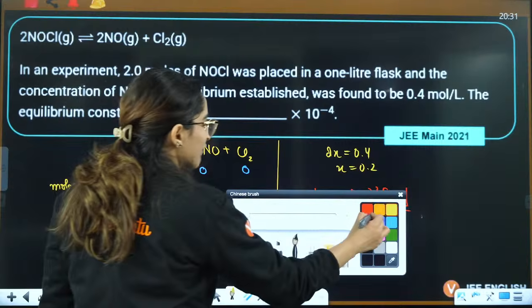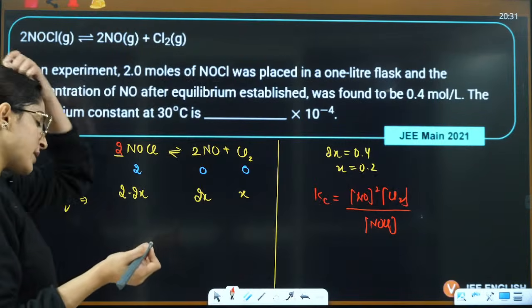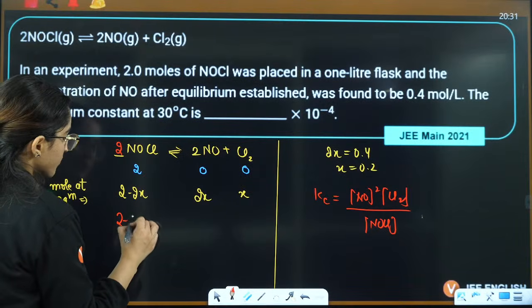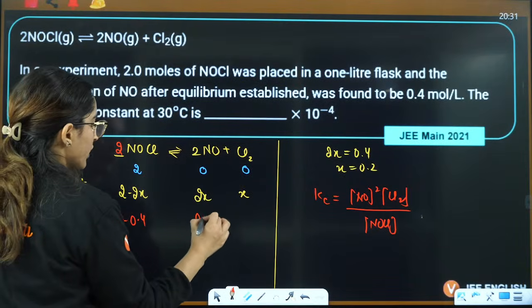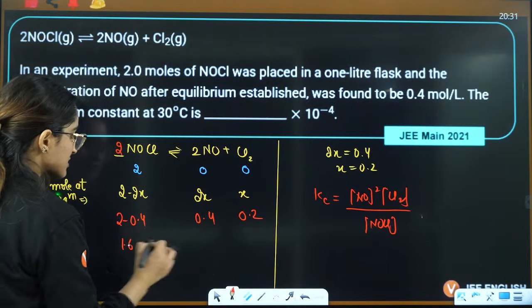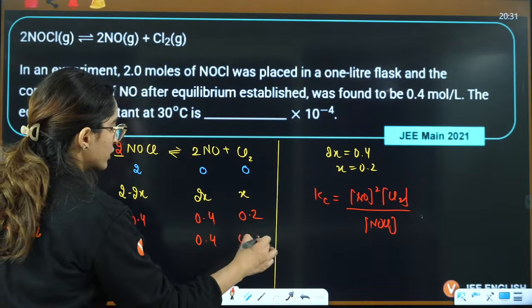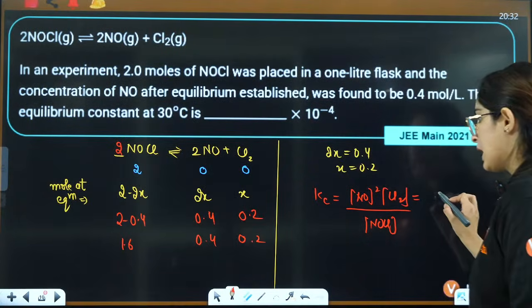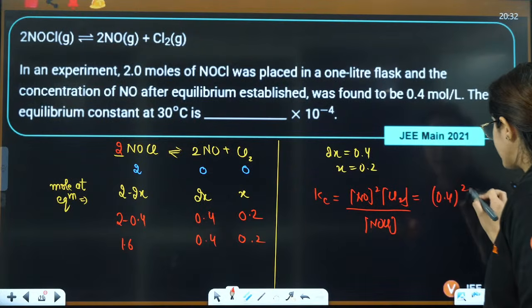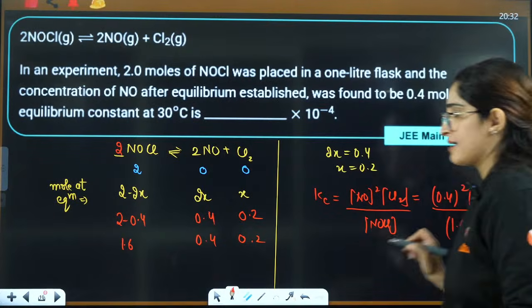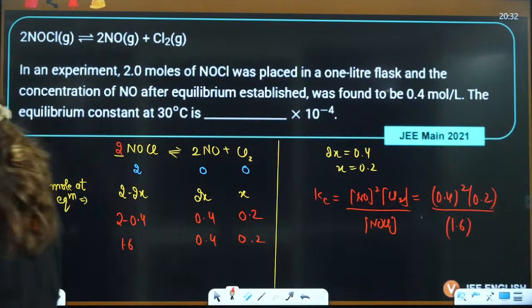Now everything else is the same, that x is coming out to be 0.2 only. So this is 2 minus 0.4, this is 0.4 and this is 0.2, and this will be 1.6, this is 0.4 and this is 0.2. So solve this. This is going to be 0.4 square, this is 0.2, this is 1.6, and that's how you will solve this, right?